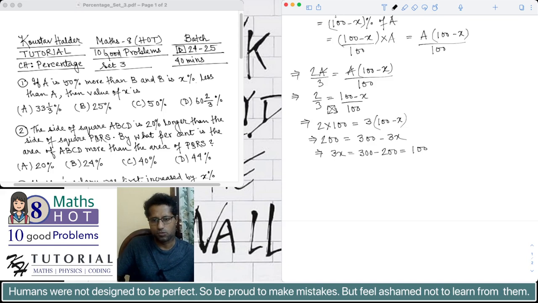100. So this implies x is equal to 100 by 3, which is equal to, now 100 by 3 is an improper fraction. If we convert this to mixed fraction, it will be 33 and 1 by 3. Hence, x is 33 and 1 by 3. So the correct choice is A. A is the correct choice.